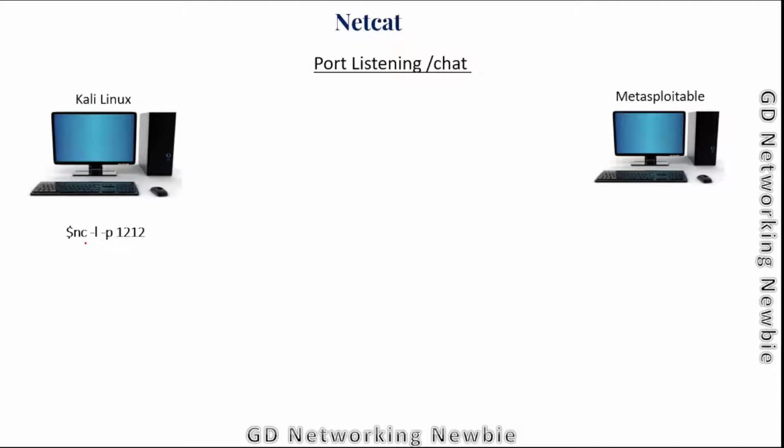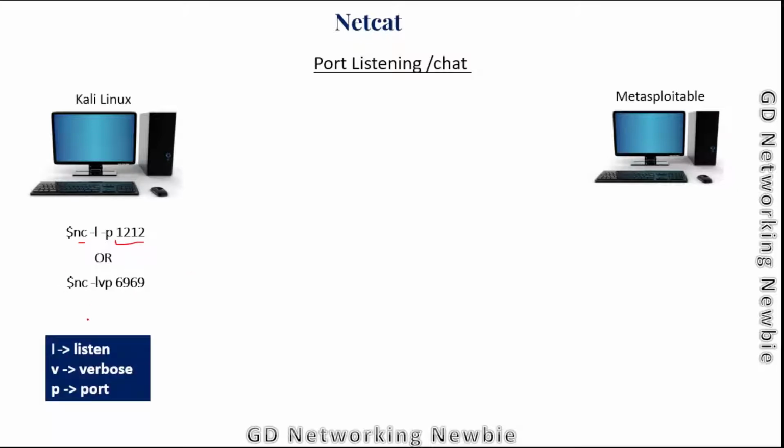On the Kali Linux machine, I will use this command, nc -l -p, and then the port number. The L stands for listen. So I'm making this machine ready to listen on this particular port. We can also use verbose mode here. V stands for verbose, which means it will give more information and further details.